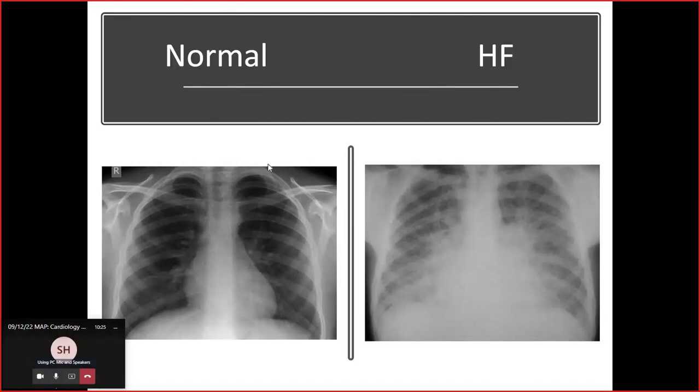So this is an X-ray for a normal person. You can see that the heart size is normal and the lung field is clear. And here you can see that the heart size is enlarged in patients with heart failure, and there is marked congestion and upper lobe diversion.